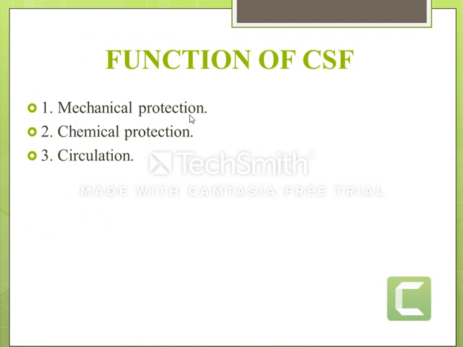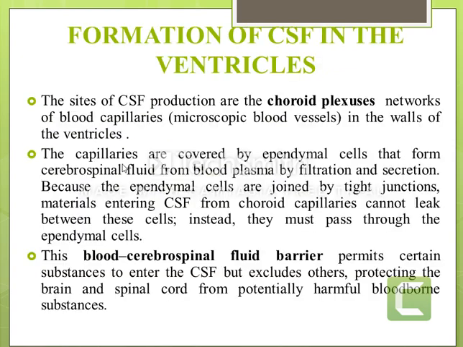First one is mechanical protection. Due to its shock absorption property, during any type of injury it protects against the bony wall of the cranial cavity and the vertebral canal. Then comes chemical protection. The main chemical protection is that it provides the chemical environment for accurate neuronal signaling. Then the circulatory function: it allows the exchange of nutrients and waste products between the blood and the neurons.